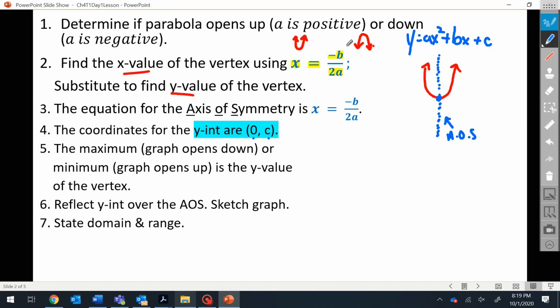If the graph opens up like this, it will have a minimum, and if it opens down like this, it will have a maximum. Then we take that y-intercept, whatever it might be, and we reflect it across the axis of symmetry to get another point on the opposite side of the axis of symmetry. And we state the domain and range.